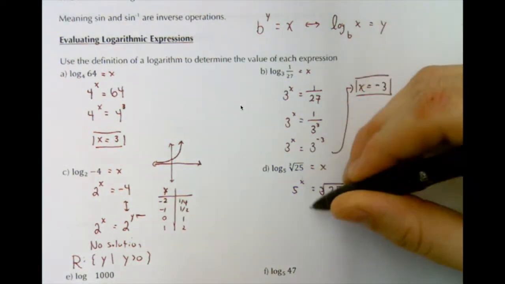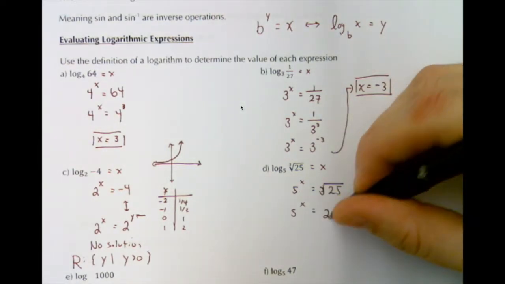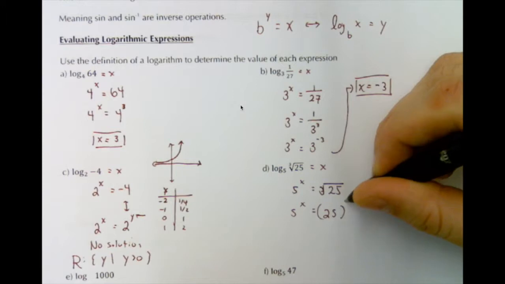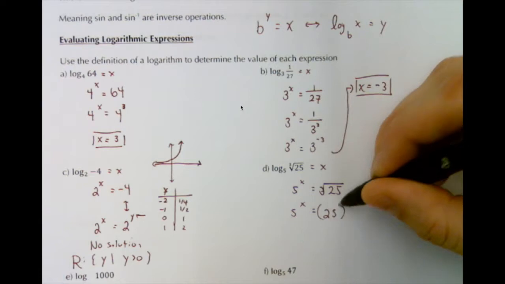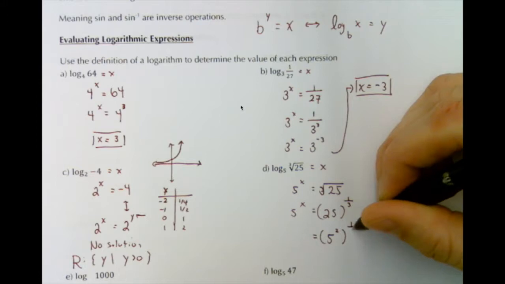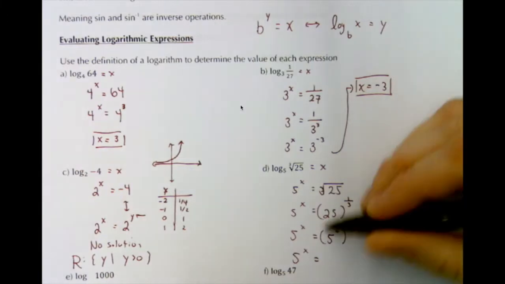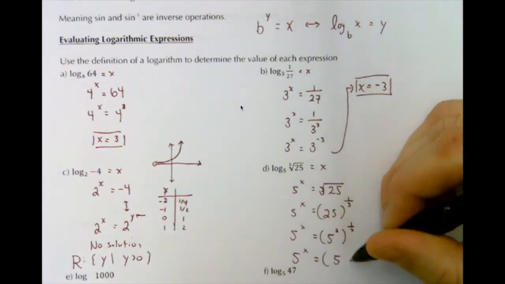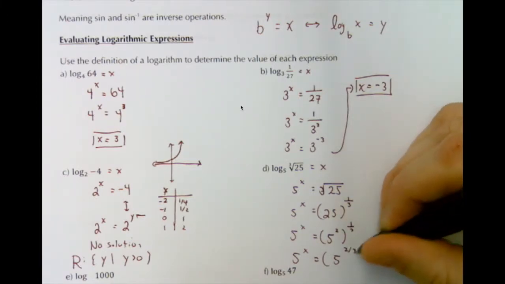So if we apply some exponent rules, I'm going to rewrite that third root as an exponent. And that exponent would be 1 over 3. So now it might be a little bit easier to see how we're going to rewrite 25 as a power of 5, because 5 to the exponent 2 is 25. And if we have a power of a power, exponent rules tell us to multiply those powers. So we would get 5 to the exponent 2 times 1 over 3, which is 2/3.